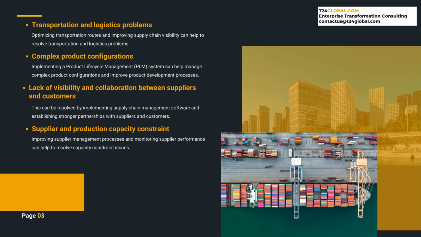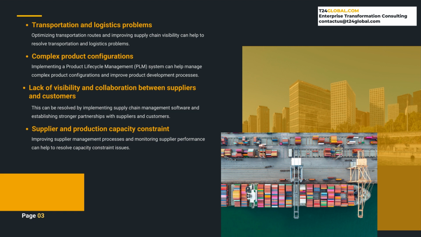The key persona involved is the supply chain manager. The related IT software customizations details include implementing supply chain management software and integrating it with the ERP system.